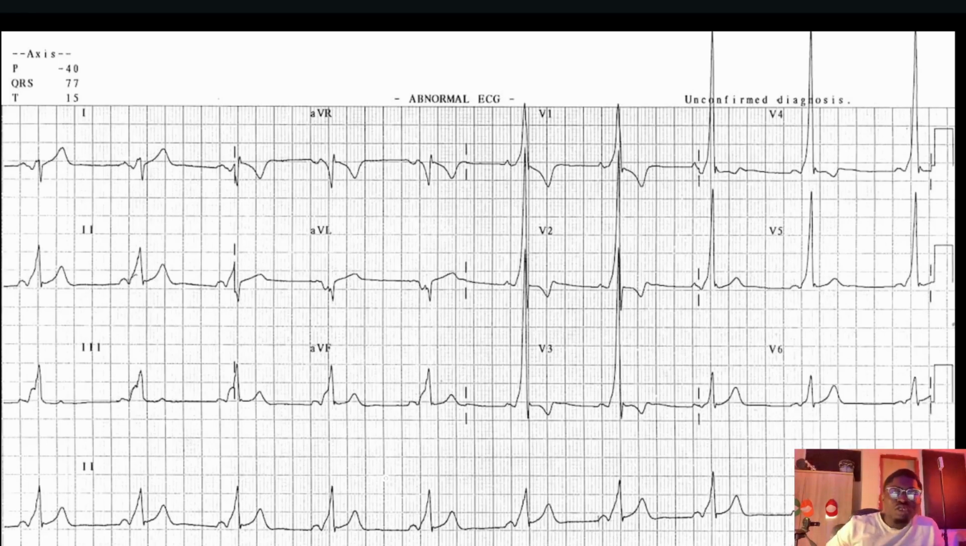Due to the presence of the delta wave, we can notice that our QRS complex is almost four small boxes wide, or almost five actually. So a widened QRS complex, as we can see in a lot of leads here.